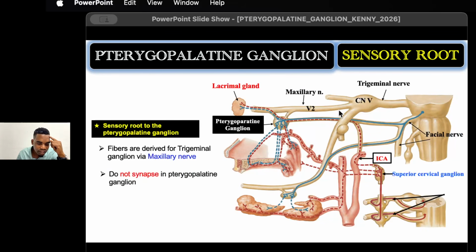We have said the sensory root is coming from V2, which is the branch of the trigeminal nerve, and is suspending this pterygopalatine ganglion. We have said this ganglion will be suspended by the sensory branches of the trigeminal nerve, and in the pterygopalatine ganglion, the sensory nerve that is suspending this ganglion is the maxillary nerve. So do these fibers from the maxillary nerve synapse in this pterygopalatine ganglion? No, they do not synapse, because the only component that is synapsing in this ganglion is going to be the parasympathetic fibers. Only the parasympathetic fibers are going to synapse in this ganglion.